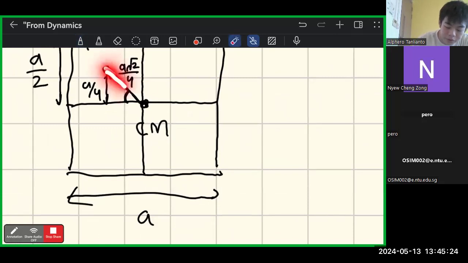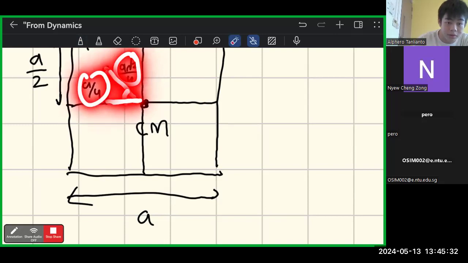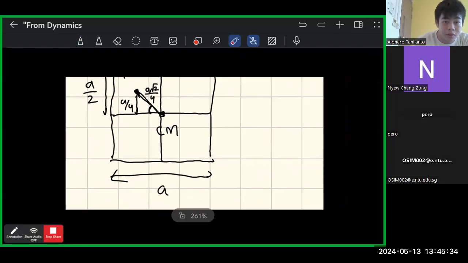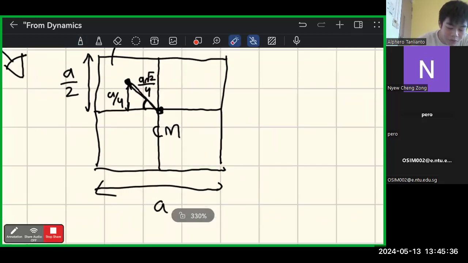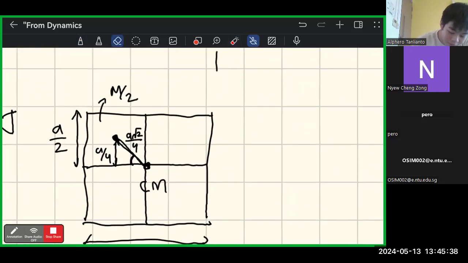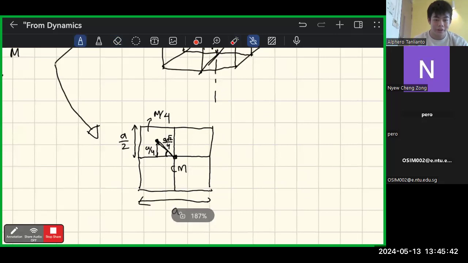Because if a square root of 2 over 4 is multiplied by sine 45-degree or cos 45-degree, it's going to be a over 4, right? Why is it not m over 4? Oh, sorry, it's m over 4. Okay, sorry, it's a mistake. Thank you, correct. Stupid mistake.